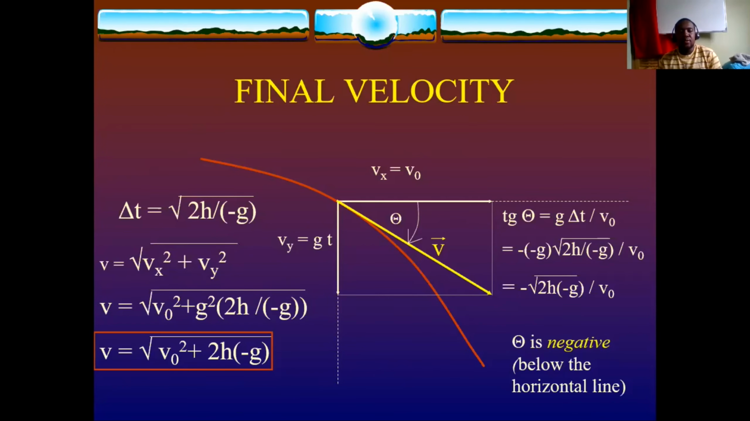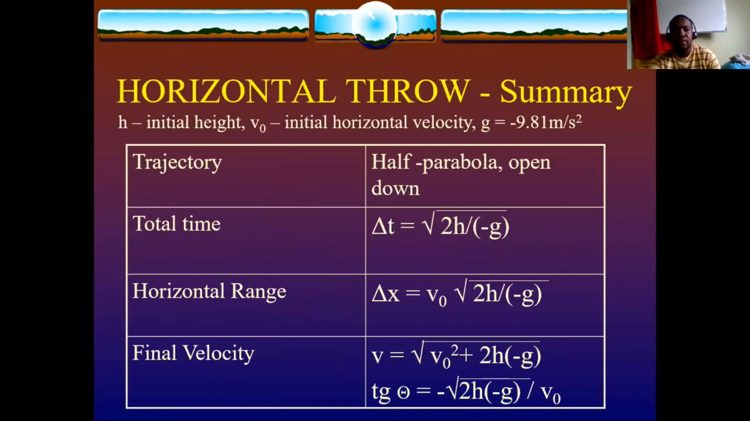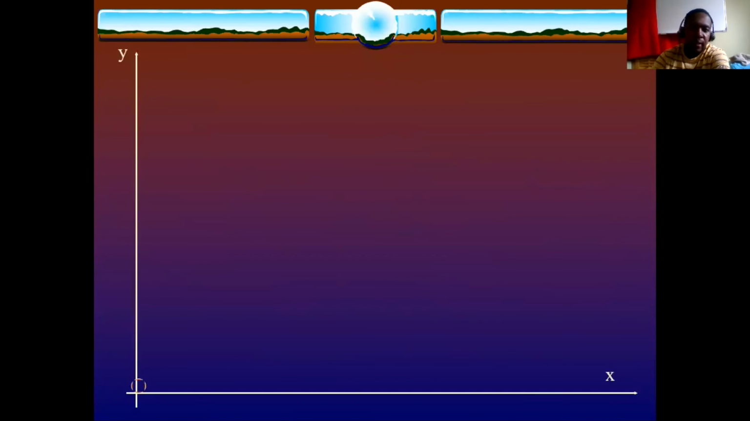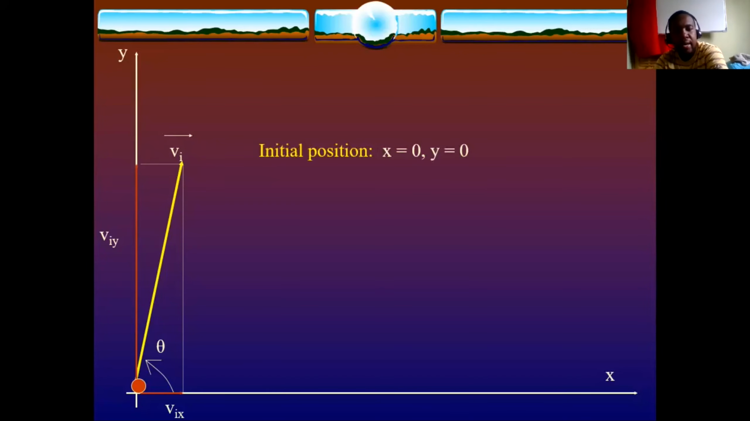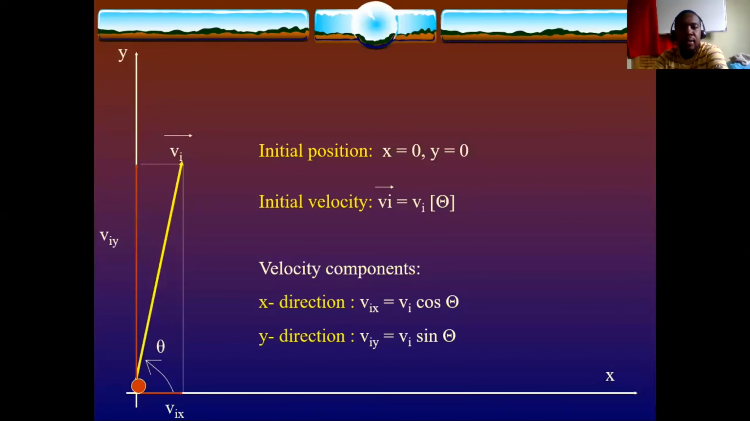All right, so also the final velocity before it hits the ground in your y plane would be v is equal to the square root of v naught squared plus 2h times negative g. All right, so we're going to use these equations in some questions. Now let's look at the case where the object is projected from the ground up. If we project it from the ground up, it will always start from an initial angle. And we know these things.